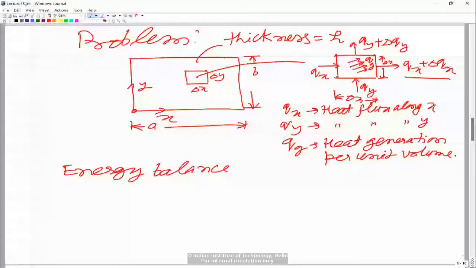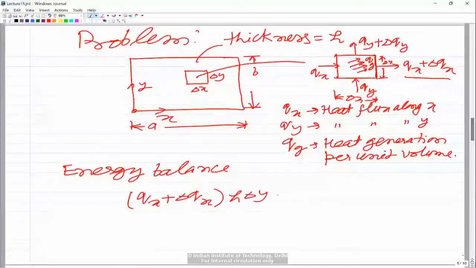So Qx plus delta Qx. This is heat per unit area, so for the total, we multiply by the area. The area would be the area of this face, where delta y is the length and h is the thickness. So the area would be h into delta y, minus Qx, the heat which is entering. So Qx again times h into delta y.